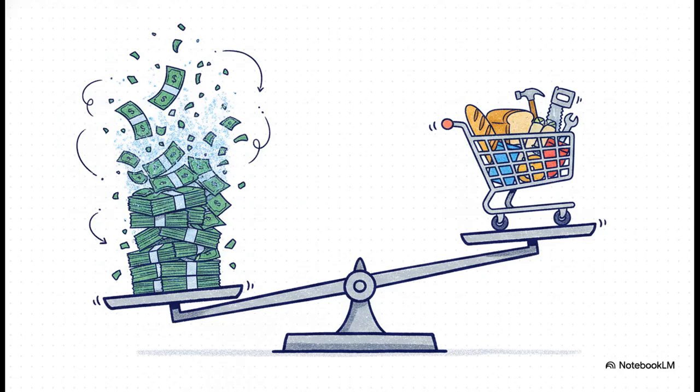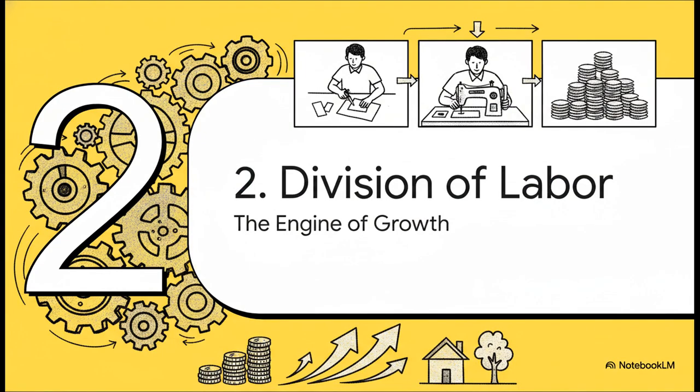This perfectly explains why today we rely on GDP, gross domestic product, to measure a country's economic strength. GDP is exactly what Smith was talking about, tracking the total amount of goods and services a nation actually produces. Which brings us to Section 2, the division of labor, the absolute engine of growth.